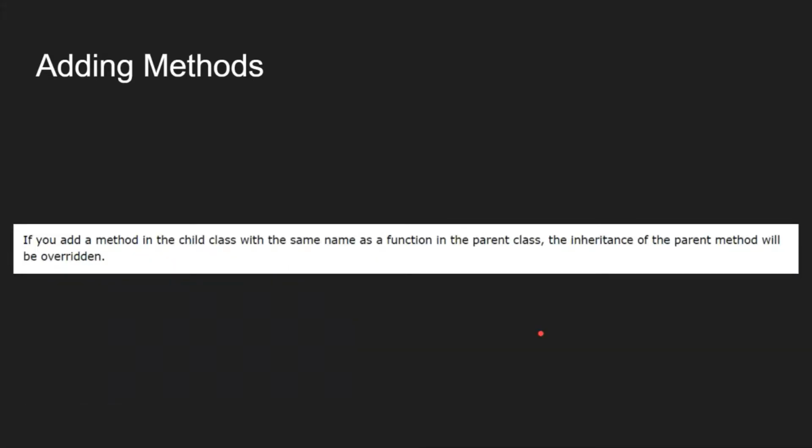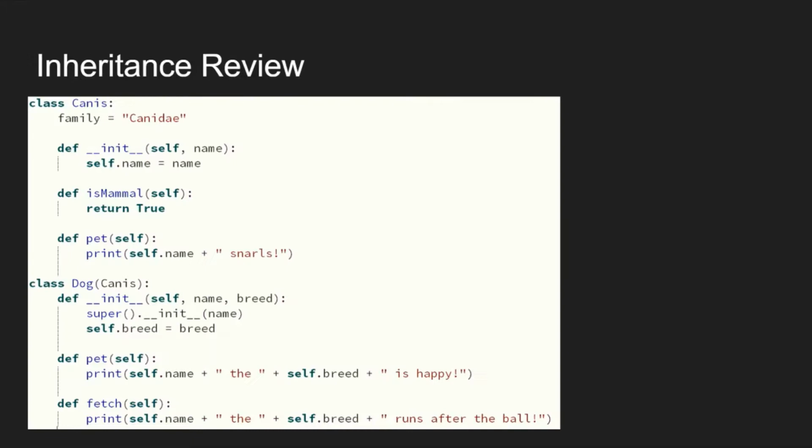And again, this is overriding. If you add a method in the child class with the same name as a function or a method in the parent class, the inheritance of the parent method will be overridden. So, inheritance review with another example.